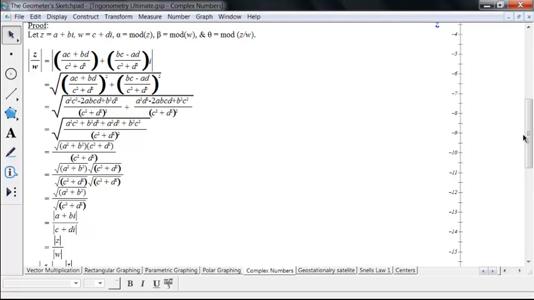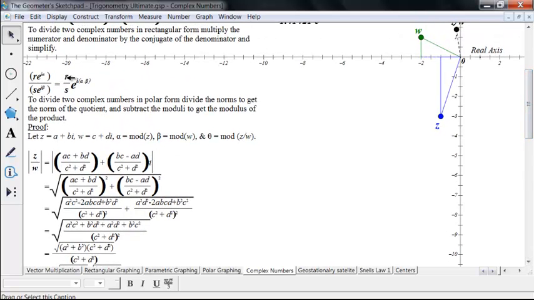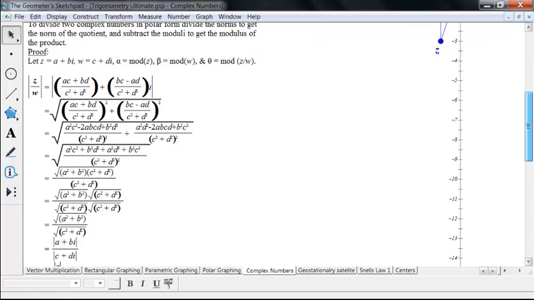Now, the first thing we want to do is look at the absolute value of z over w. We want to show that that's the absolute value of z divided by the absolute value of w. And that will prove that the coefficient here is r over s, like this, like it should be.